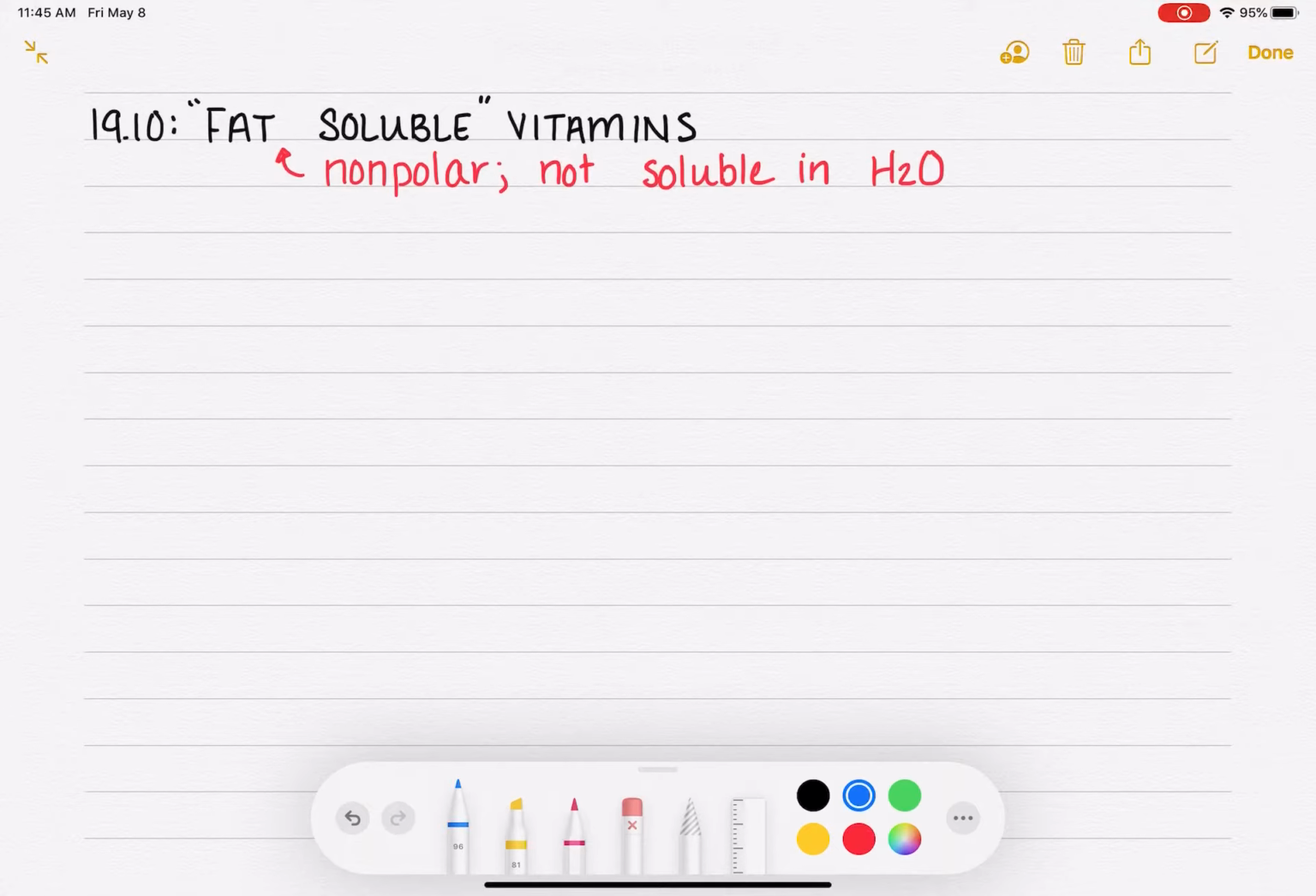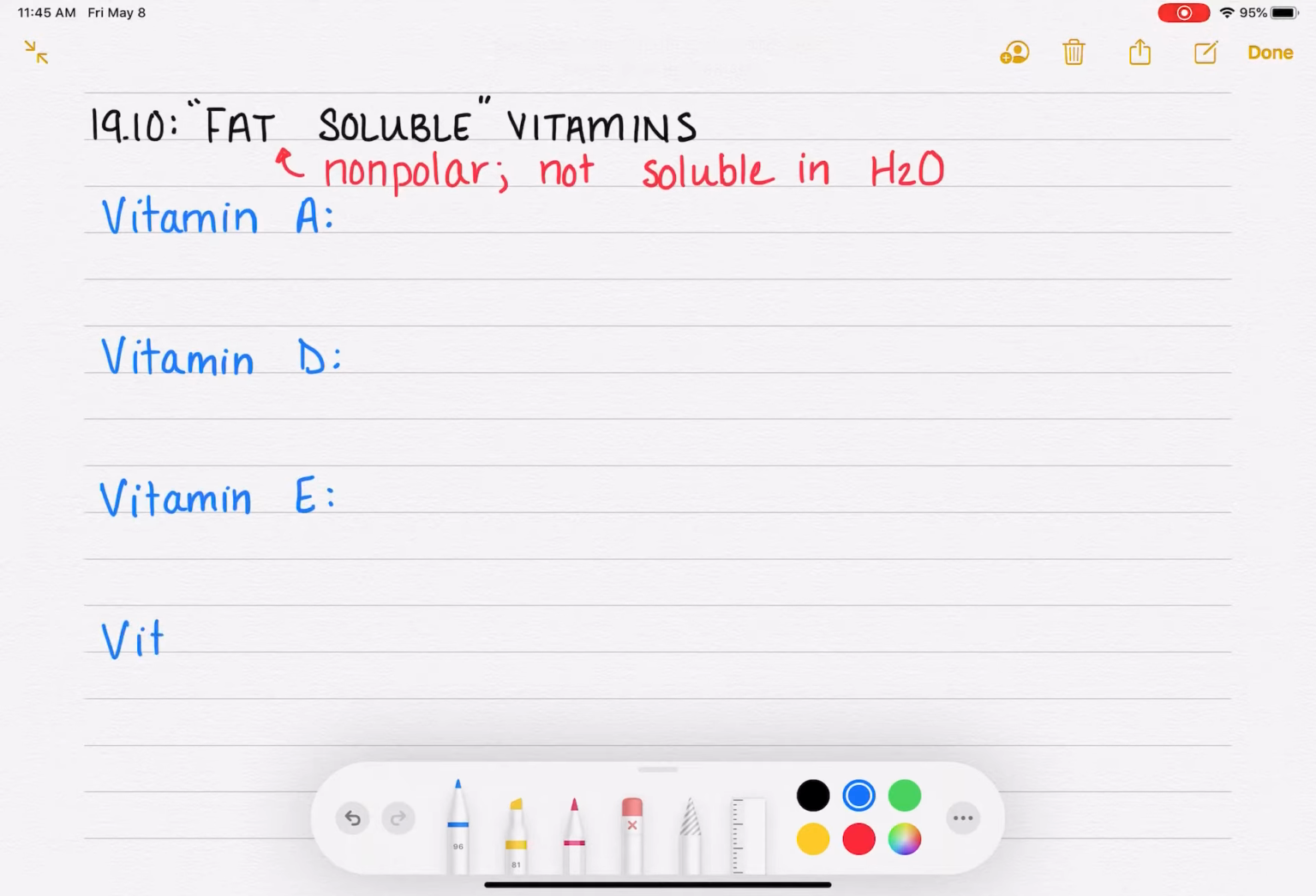it does make sense for us to be referring to them as fat soluble instead of referring to them as nonpolar vitamins or organic vitamins. There are 4 different types of fat-soluble vitamins. Vitamin A. We're not going to draw the structures of these molecules. They're pretty big. Vitamin A, vitamin D, vitamin E, and vitamin K.